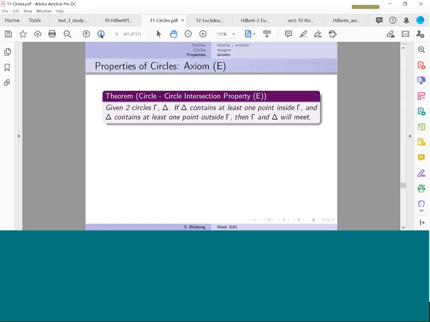All right, so here's the big thing that we wanted to get to in section 11. It's axiom E, which is the circle-circle intersection property. I'm probably just going to shorten it in the future and say circle axiom. Here's how it goes. You've got 2 circles. And if you look at one of the 2 circles, arbitrarily chosen circle delta here, if that circle delta has one of its points inside the other circle and one of its points outside the other circle, then that guarantees that your 2 circles are going to intersect.